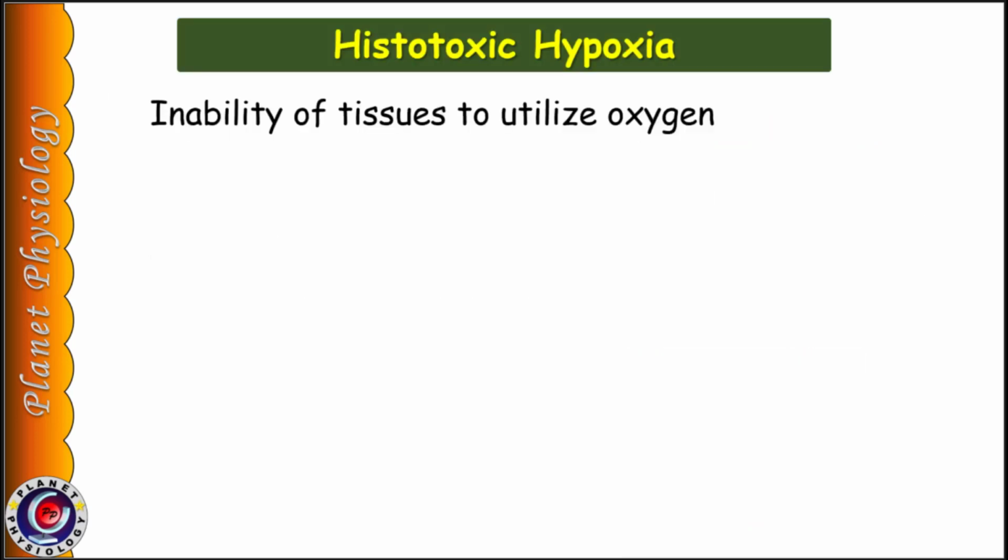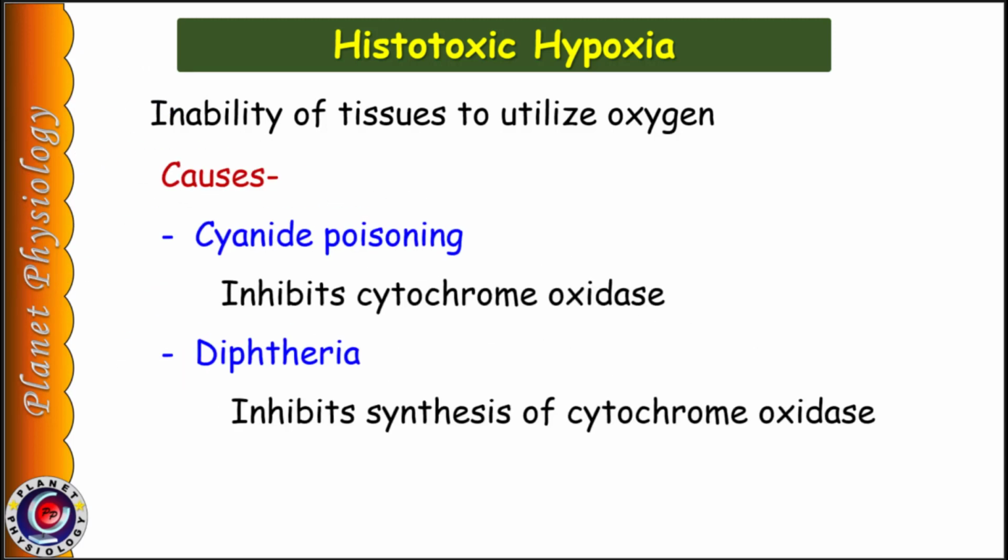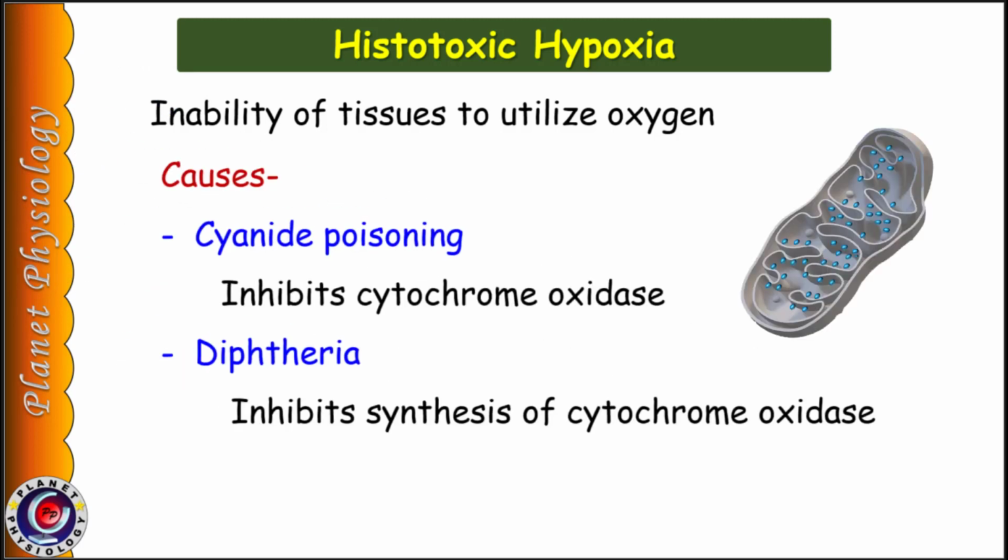The last type of hypoxia is histotoxic hypoxia, in which tissues are unable to utilize oxygen in spite of its normal availability. It occurs in cyanide poisoning. Cyanide inhibits enzyme cytochrome oxidase, which plays important role in ATP synthesis. Due to inhibition of cytochrome oxidase, mitochondria cannot utilize oxygen for energy production, and hence there is no cellular uptake of oxygen. Histotoxic hypoxia also can occur in severe diphtheria. Diphtheria toxin inhibits synthesis of one of the mitochondrial cytochrome oxidases, resulting in histotoxic hypoxia.